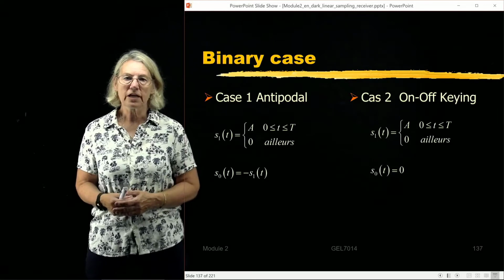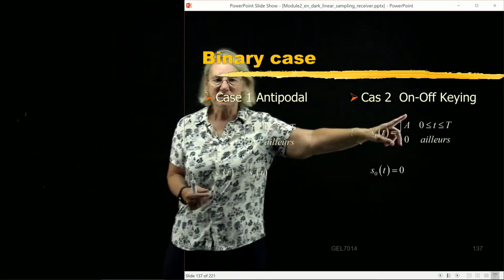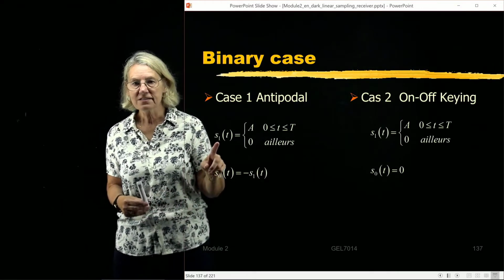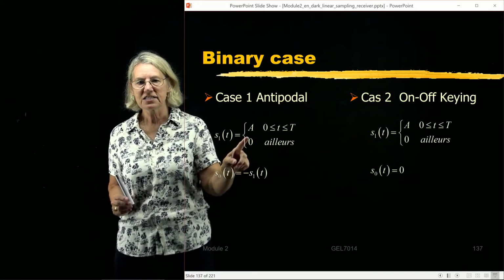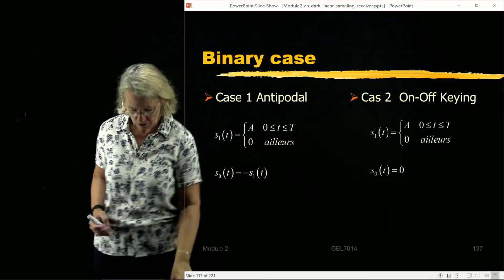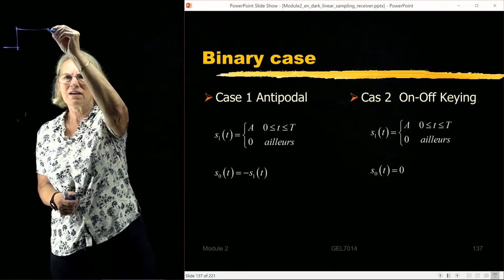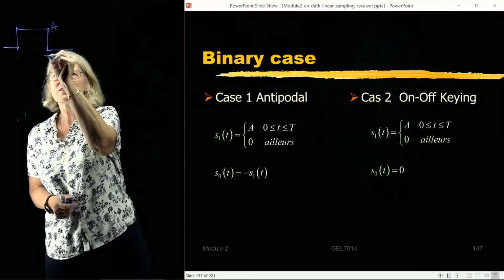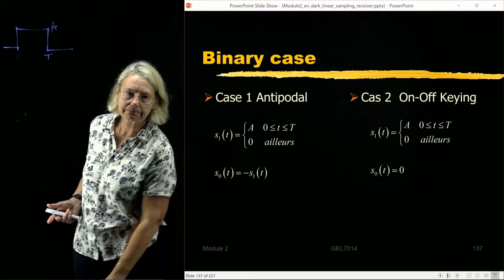Now we're going to look at two binary cases. The first is called antipodal, the second one is called on-off keying. And I said they're very simple. In one case, let's define one of the waveforms to be a constant A during the time interval of a symbol, so a rectangular pulse. Here's some amplitude A. It starts at 0 and goes to the time T of a symbol, or in this case a bit.